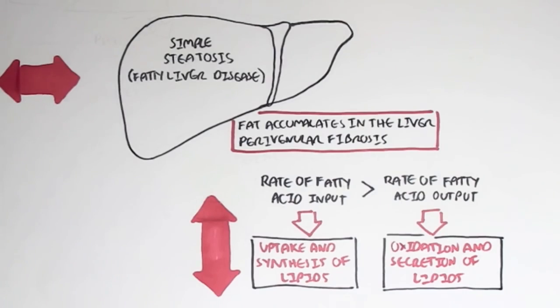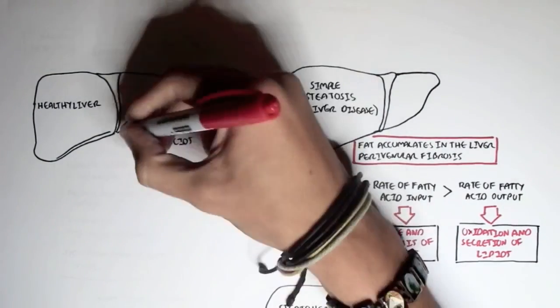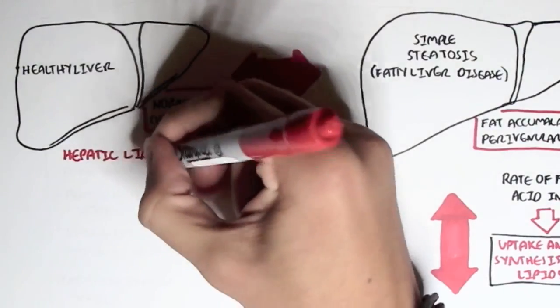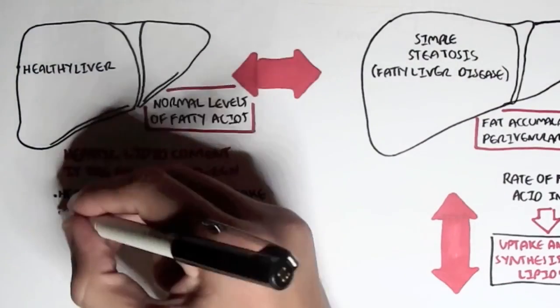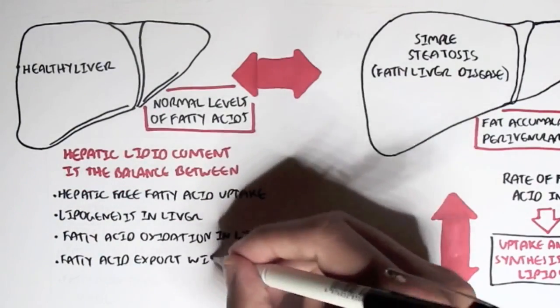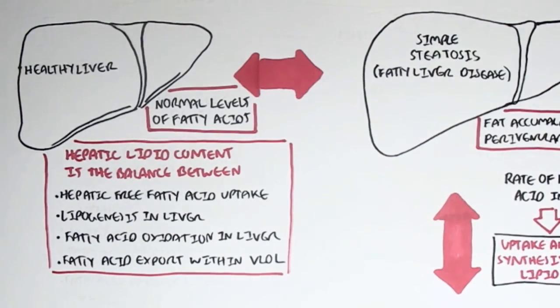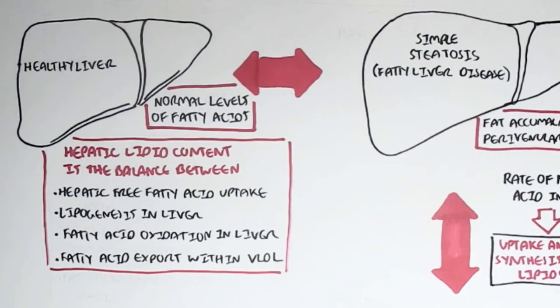And so that is why in a healthy liver, we have normal levels of fatty acids. The hepatic lipid content is the balance between the processes of hepatic free fatty acid uptake, the lipogenesis within the liver, fatty acid oxidation in the liver, and fatty acid export within very low density lipoproteins. So it's a balance between the rate of fatty acid input and the rate of fatty acid output.